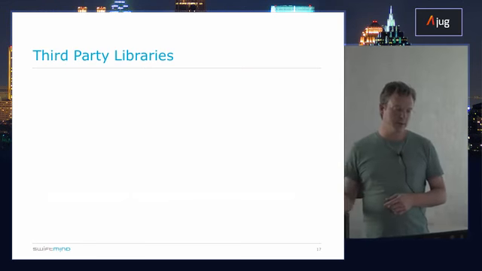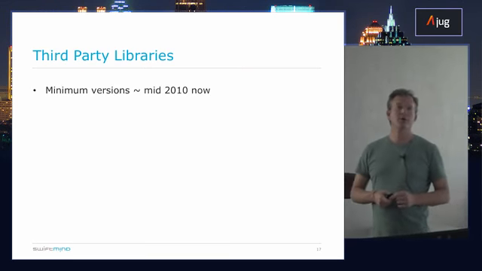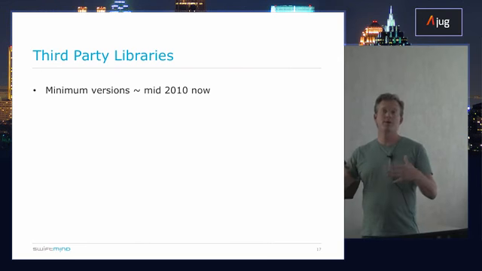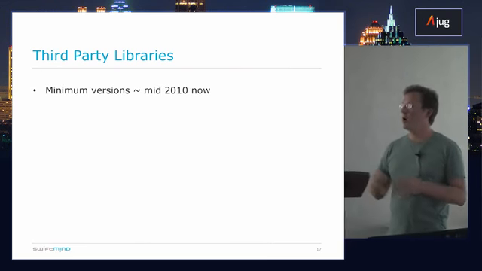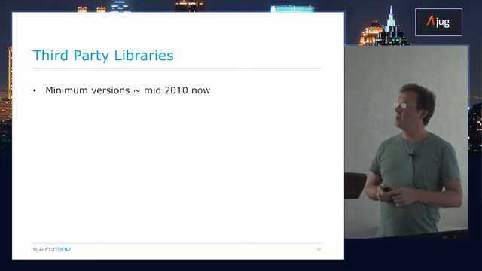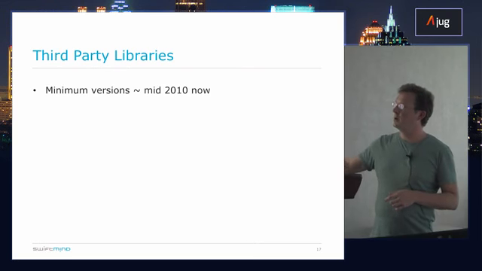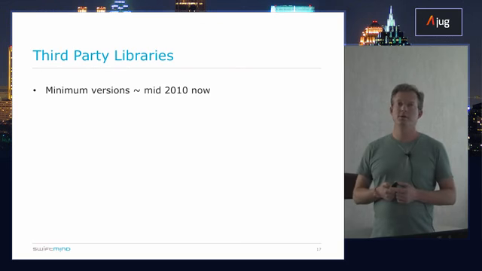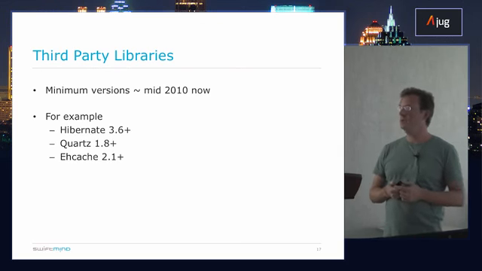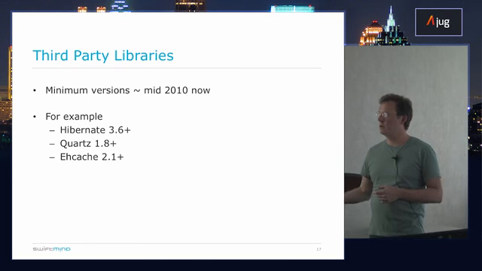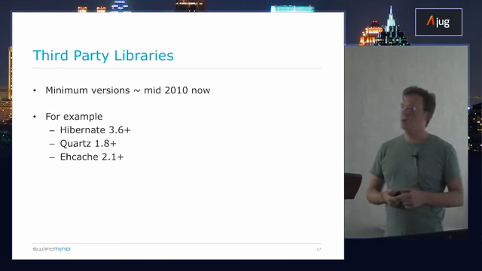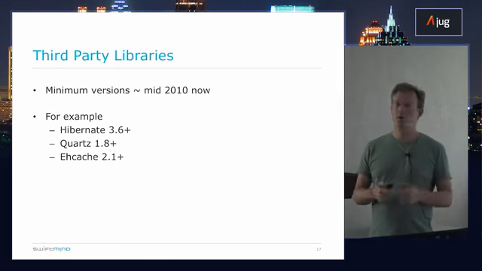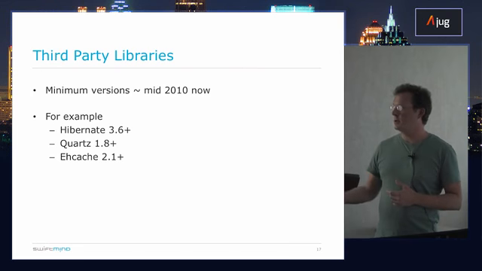Third-party libraries, we've also had some upgrades there. One of our main goals here was to make sure that the libraries that Spring depends on are modern, so to speak. So meaning that the minimum versions we rely on are releases of third-party libraries that came out mid-2010. For example, Hibernate 3.6 and above, Quartz 1.8 or higher, and then EHCache 2.1 or higher. And in 4.1, we're also bumping some of these up once again.